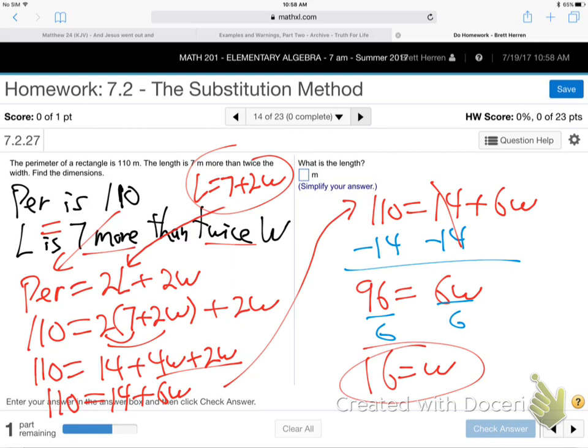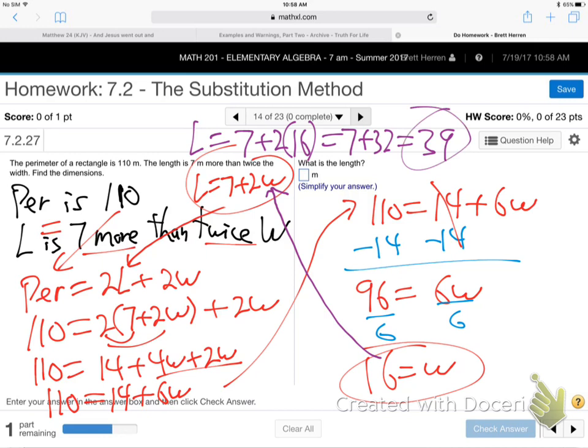We got the width. How do we get the length? Plug it in, huh? We always plug in at the very end, right? So it says up here that length is 7 plus 2 times what? Plug in the 16 right there. 2 times 16? 7 plus 32, 39. Length is 39. Width is 16. And there we go. Is that good? Questions on that one? No questions? No troubles? All's well? I'll move on.